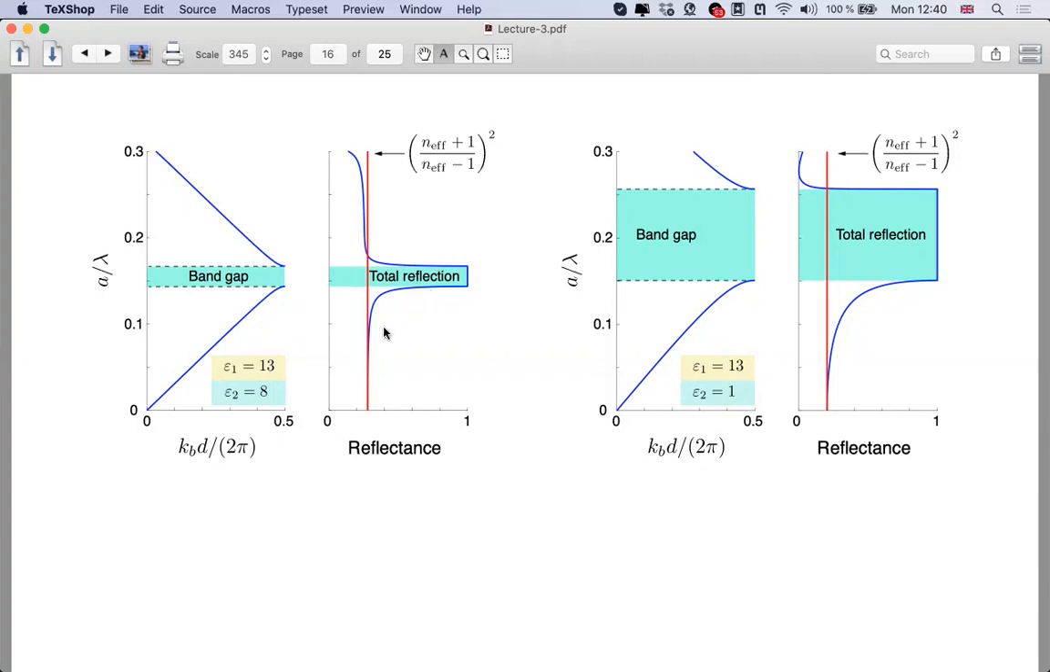Okay. And here in the metamaterial regime, or the effective medium regime, we have some non-zero reflectance, yeah? But if you know the effective refractive index, you can use the Fresnel equations to calculate the reflectance. It's n effective minus 1 over n effective plus 1, squared.